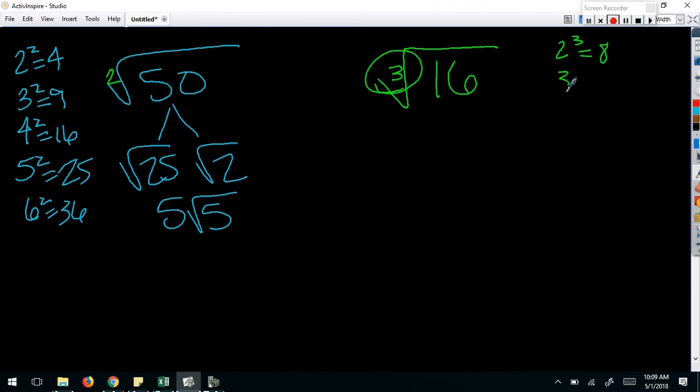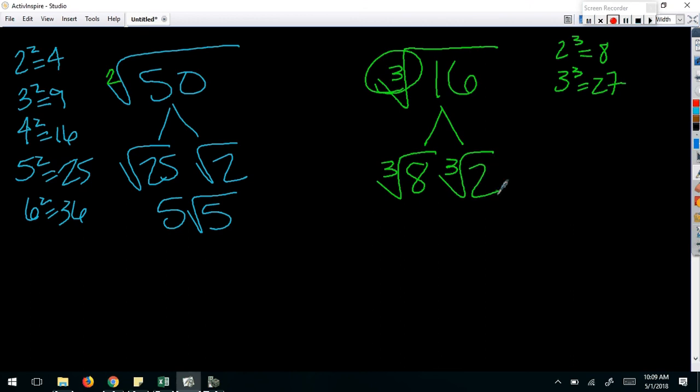2 to the third is 8. 3 to the third is 27. I'm already too big. But Caleb says it's 8, and it is. I can split this up. 8 and 2. Okay? But what? 2 times 2 times 2 gives you 8. So the third root of 8 is 2. So now it's simplified.